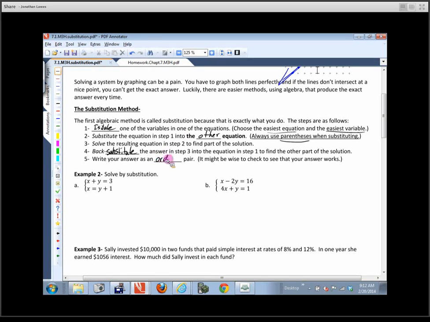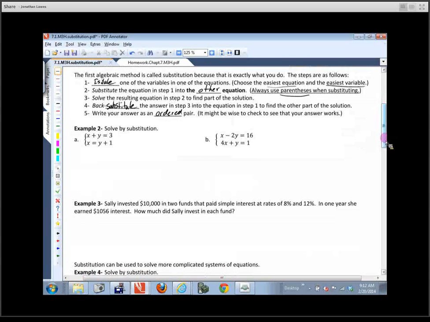And then again, usually we're going to write our answer as an ordered pair. And a lot of times it's a good idea to check and see if your answer actually works. I mean, maybe you made a silly mistake or something like that and it works in one but not in the other. Okay? So a couple of quick examples.